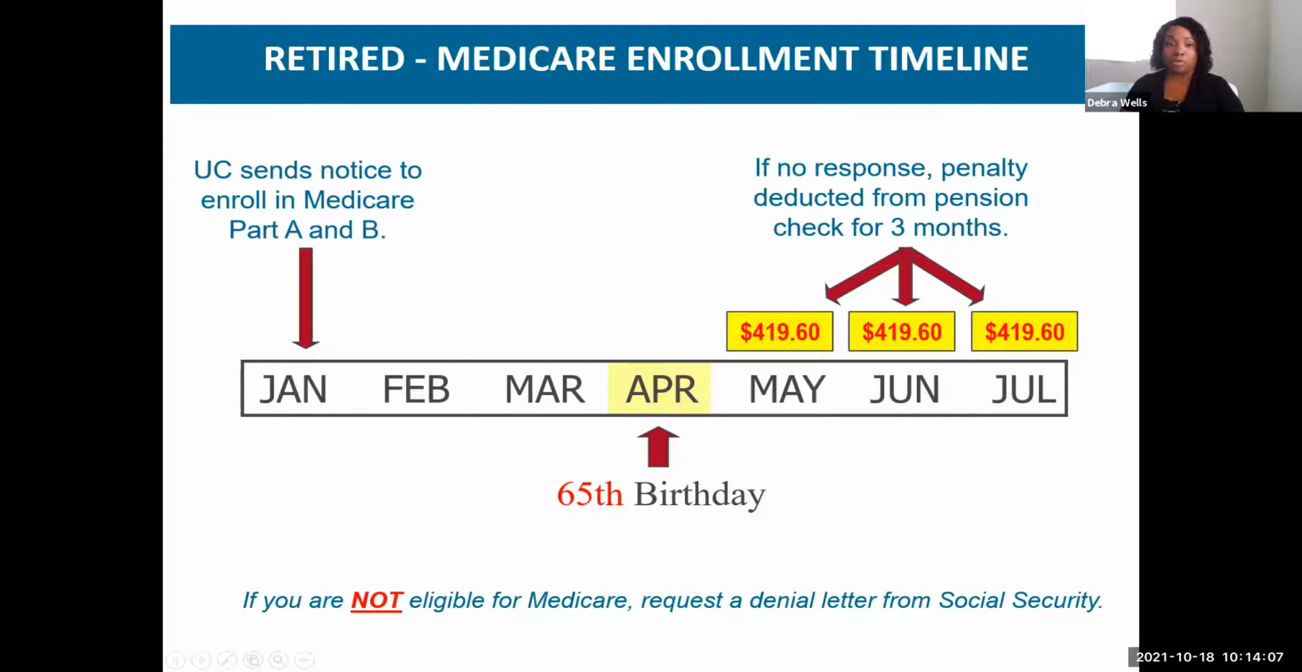Again, if you're not eligible, or if your family member is not eligible, you want to make sure that you submit the documentation to UC.